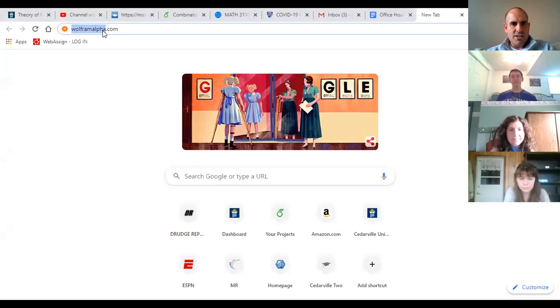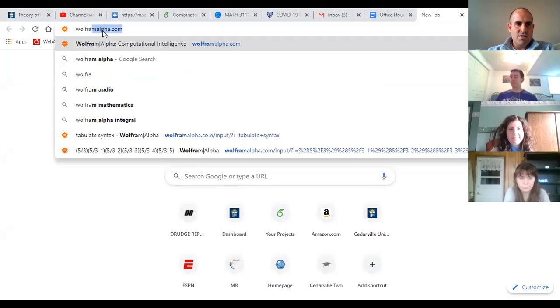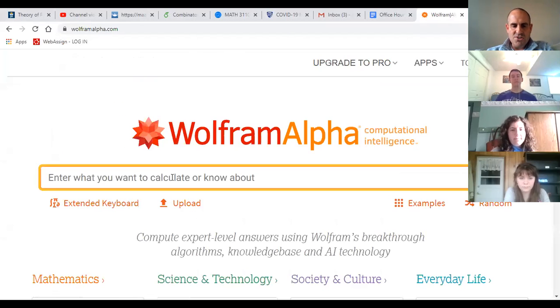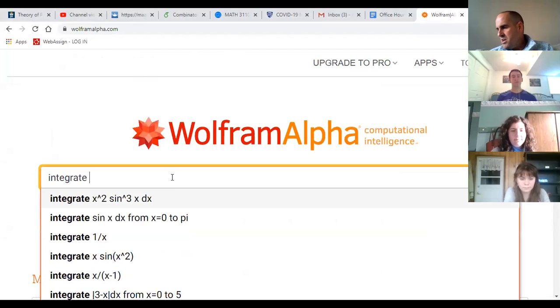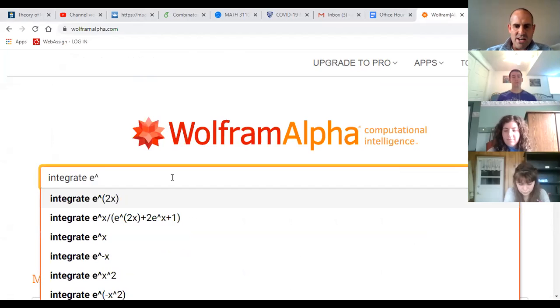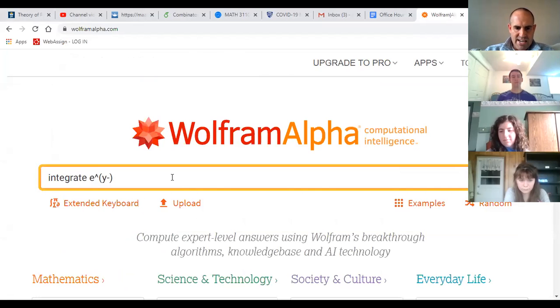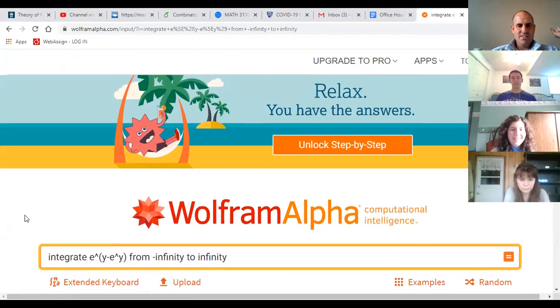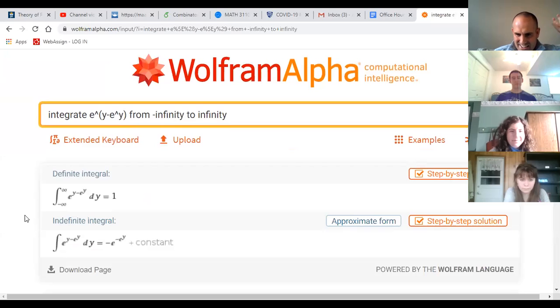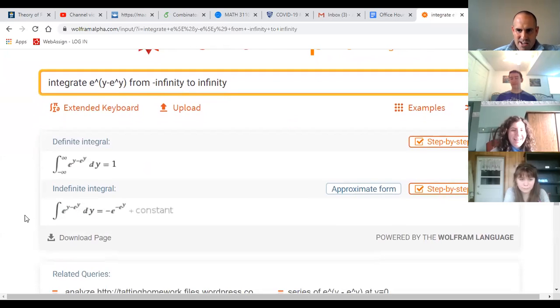Okay, here's Wolfram Alpha. Can you guys see this? Okay, watch this. So integrate. What is it that I wanted to integrate? It was e raised to the y minus e to the y from negative infinity to infinity. We'll see if it understands this. Hey, check that out. You get 1. That has to be right. Wow, that's amazing.